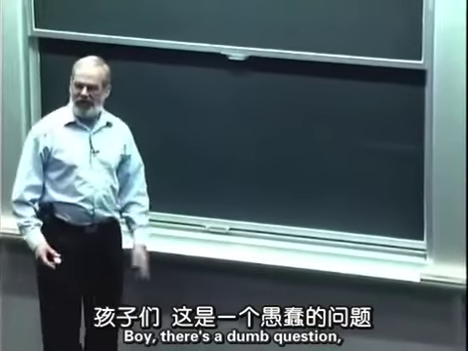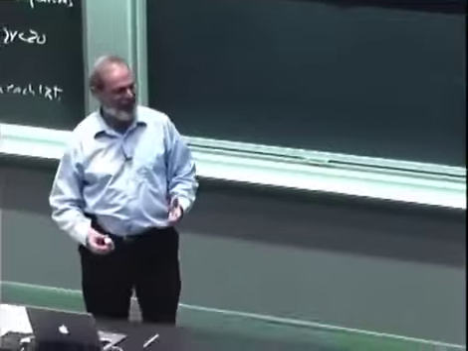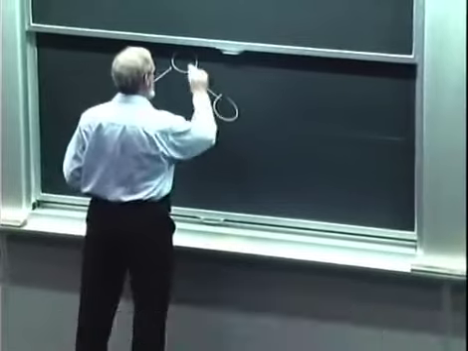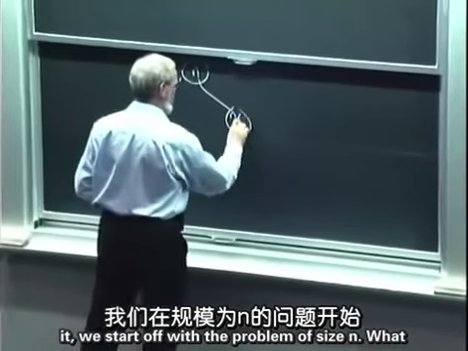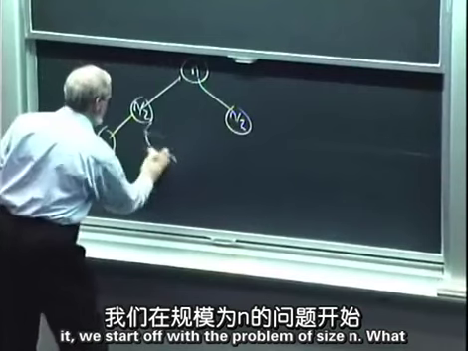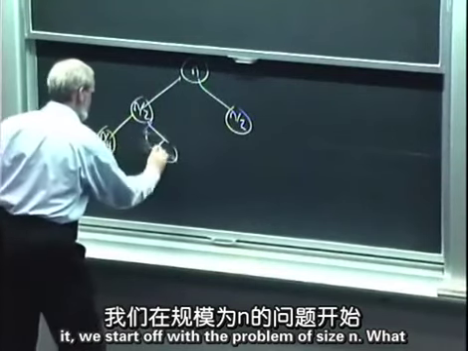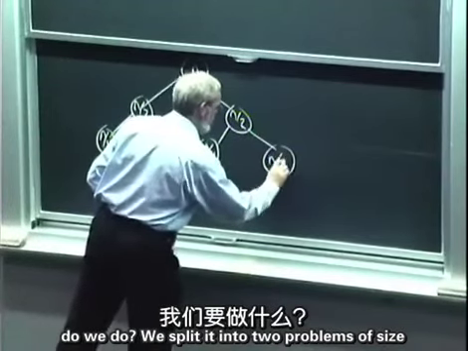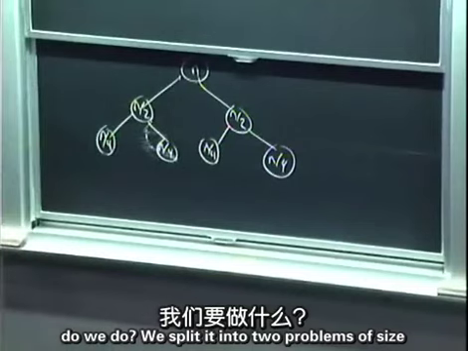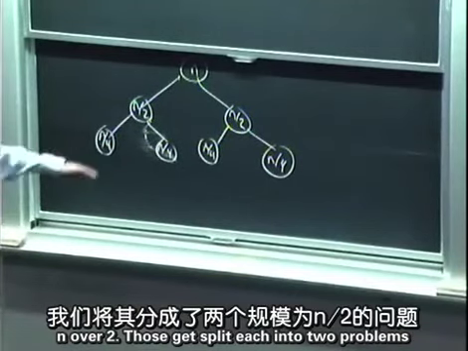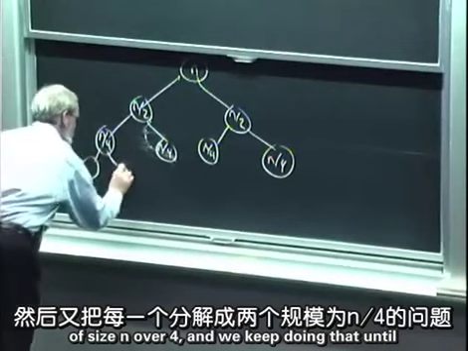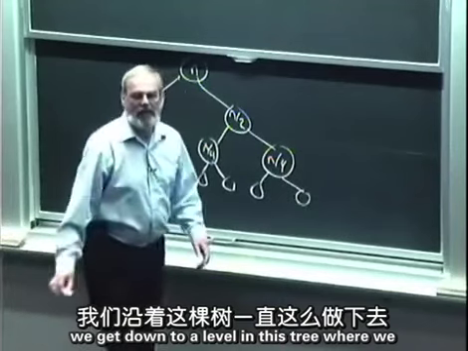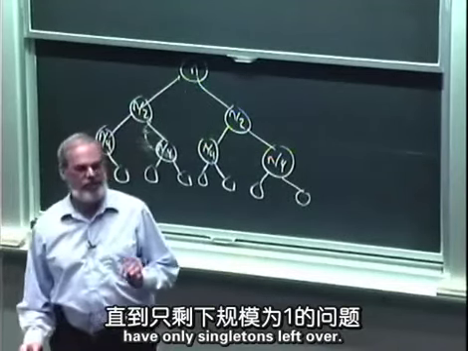Boy, that's a dumb question, because I've been telling you for the last 2 lectures the complexity is n log n, but let's see if it really is. What's the complexity here? Well, if we think about it, we start off with a problem of size n. We split it into 2 problems of size n over 2. Those get split each into 2 problems of size n over 4, and we keep doing that until we get down to a level in this tree where we have only singletons left over.